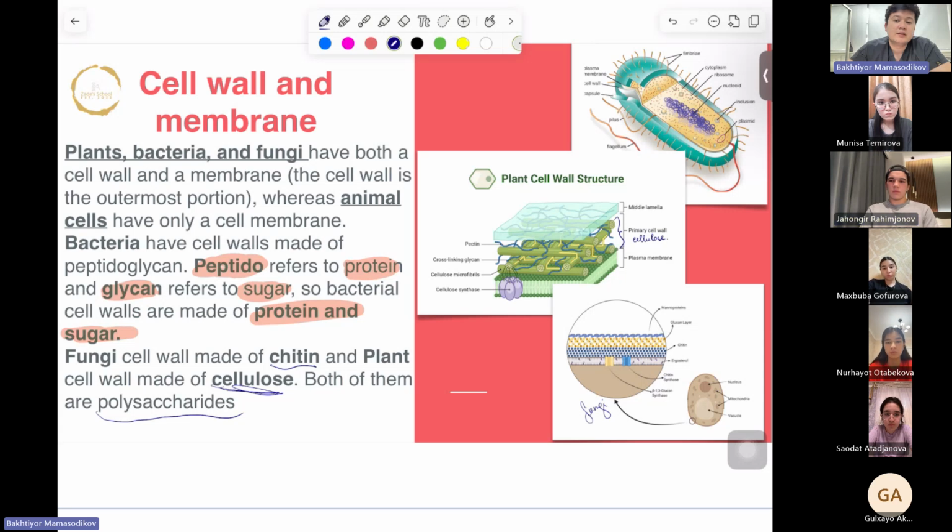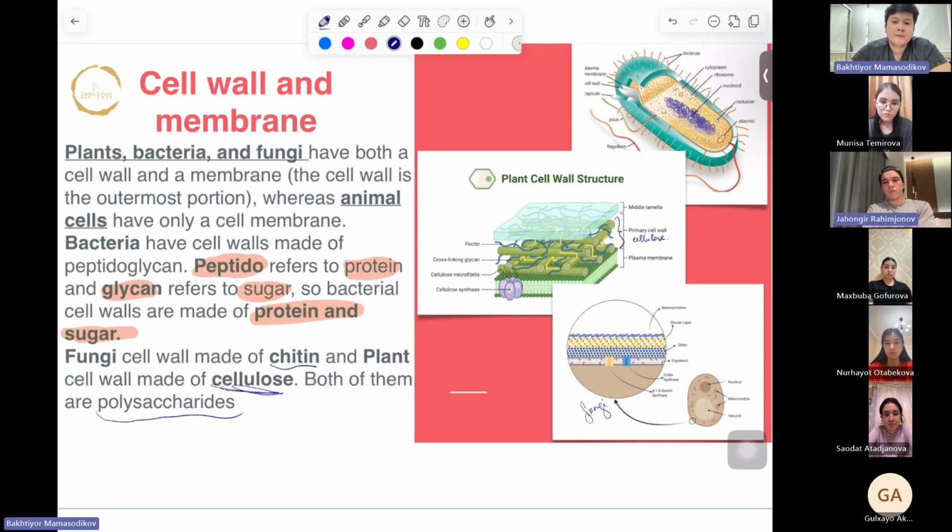What do you think, Saodat? I think it's true. Nisa? I think it's false. Why? Because cell walls are in plants, bacteria, and fungi.